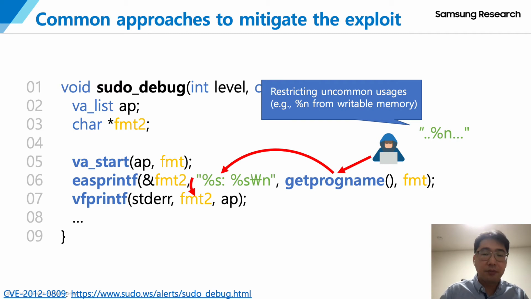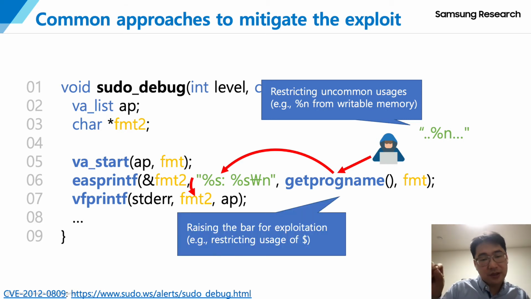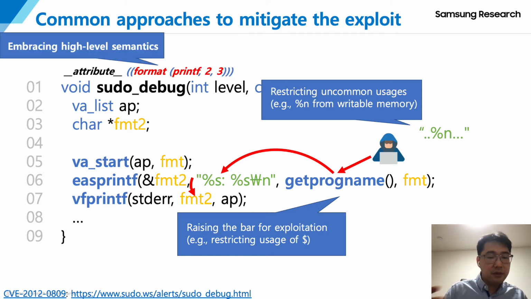Let's think about the approaches to mitigate the format string vulnerability. There are roughly three common approaches. First, as it is uncommon to use %n, one can restrict %n to be only available when the format specifier is constructed in a read-only memory region. Second, once we find esoteric uses of $, the positional argument of the specifier in a common exploit, we can impose additional rules, like all the positional arguments should be used as a whole. Otherwise, the format specifier won't be interpreted. Lastly, we can embrace high-level semantics like printf-compatible format specifiers, so that the compiler can provide a basic sanity check on the given format specifier at compilation time.